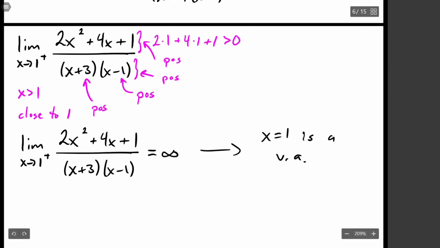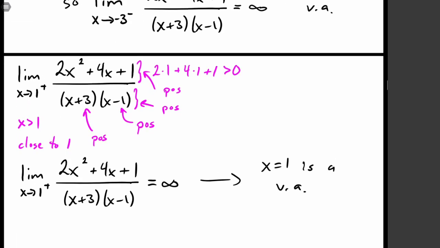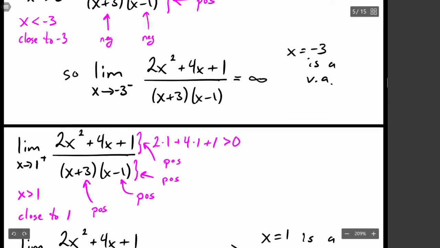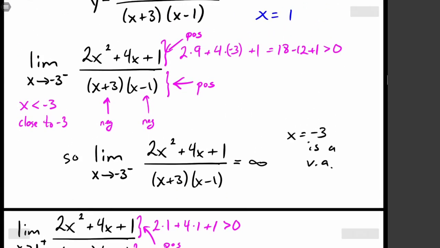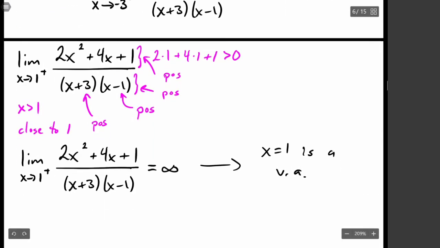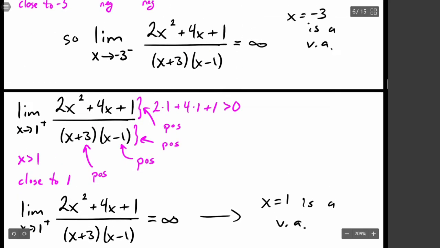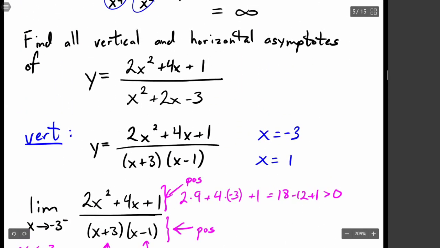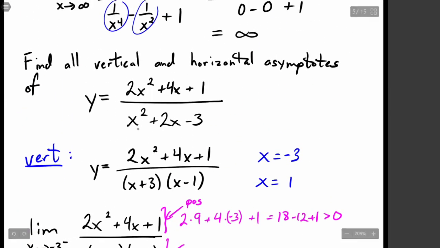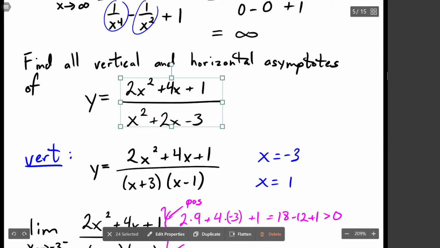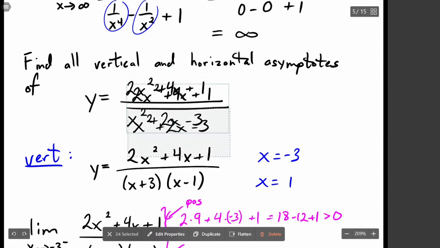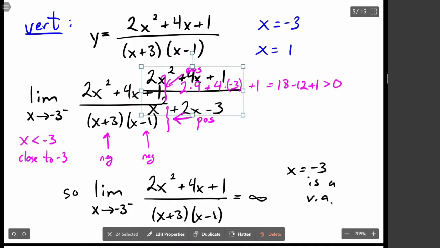Okay, so now that we've done a couple examples of that, that's all the vertical asymptotes. Now let's do the horizontal asymptote. How do we do that? Well, the horizontal ones will actually be a lot easier if we use the unfactored version. Okay. So let's duplicate this, bring it down here.